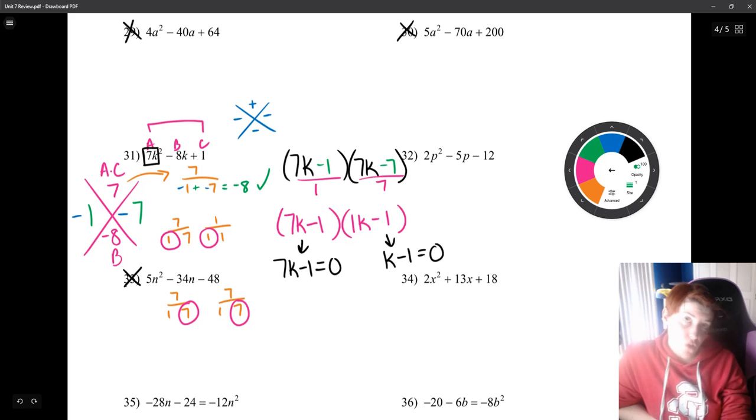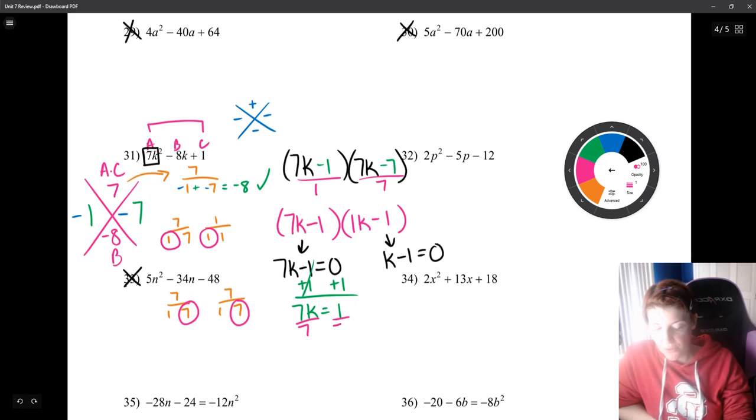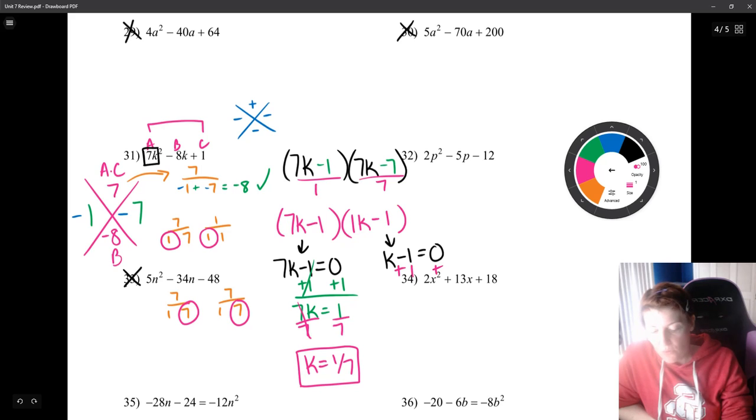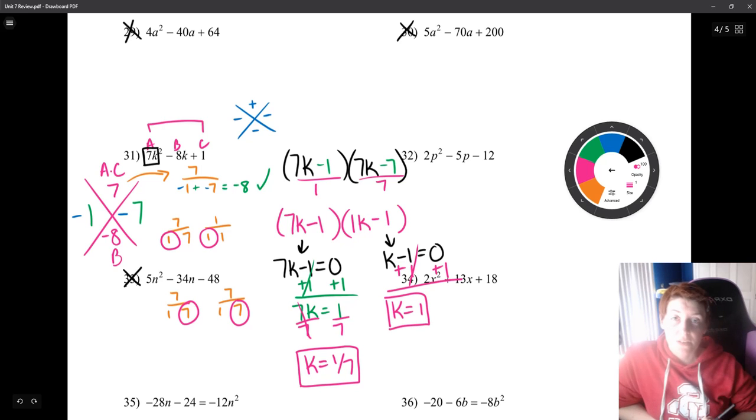And we're going to solve these for their variable. So we're going to add 1 to both sides. I got 7k equals +1. Divide both sides by 7. K equals 1 over 7. You can leave it as a fraction. You can put it as a decimal. I'm smart enough to figure it out, right? For our second one, we're going to add 1 to both sides, and I get k equals +1 for our other answer.